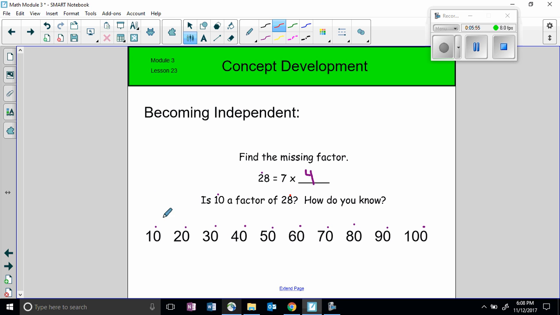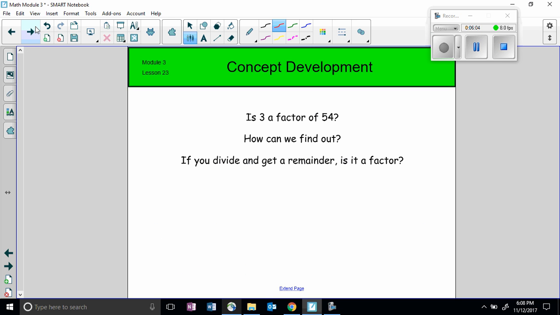So 5 cannot be. But since these end in a 0, they are divisible by 10s and 5s. But moving on. Alright, so here we go. We're becoming a little bit more independent.